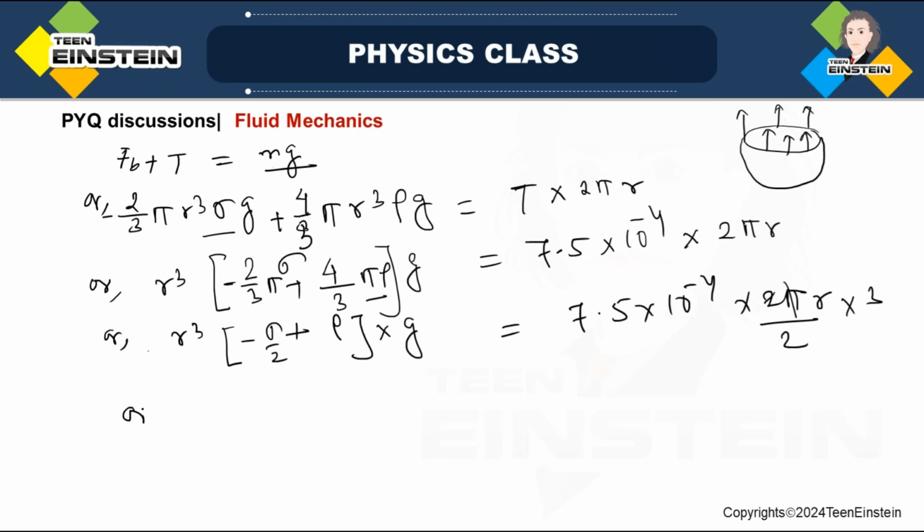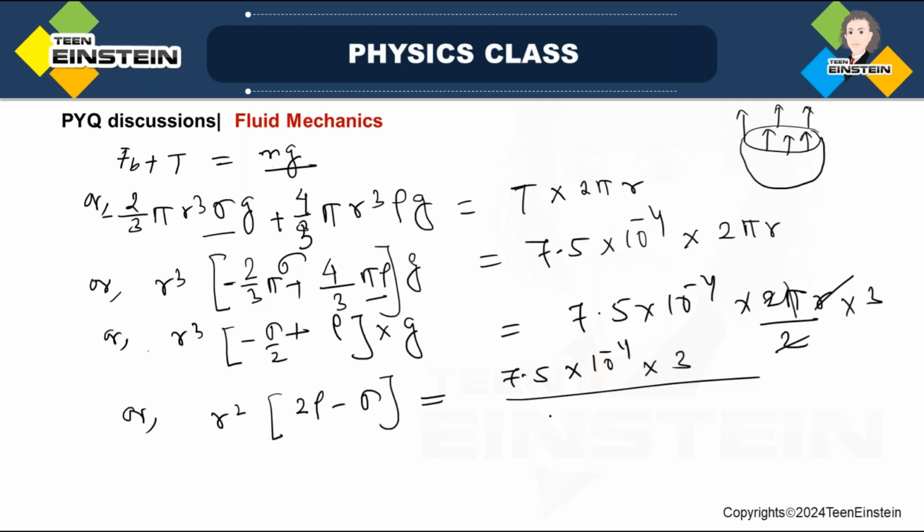All right, so now see from here it is r square into 2 rho minus sigma into, okay, so 2 will be multiplied here again, so this will be 7.5 into 10 to the power minus 4. This I have struck out from both sides, this also will go away. Okay, so only 3 will be multiplied over here. Okay, 3 will be multiplied, and down there will be 10.